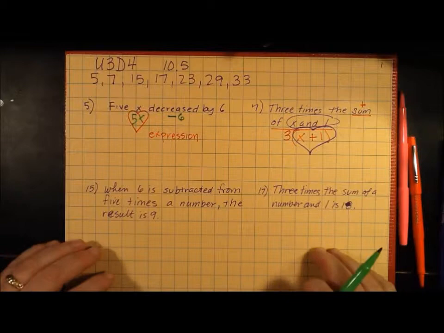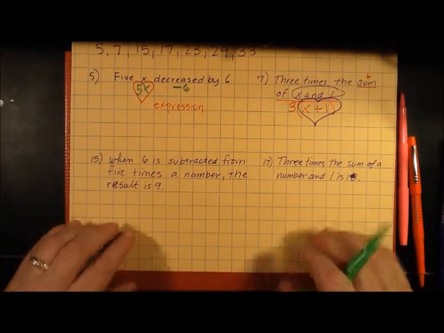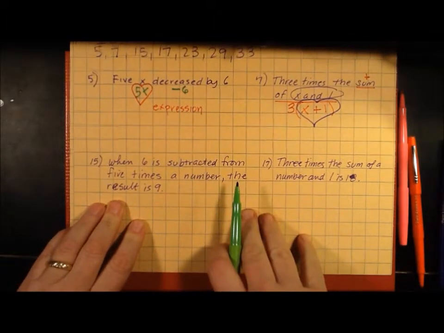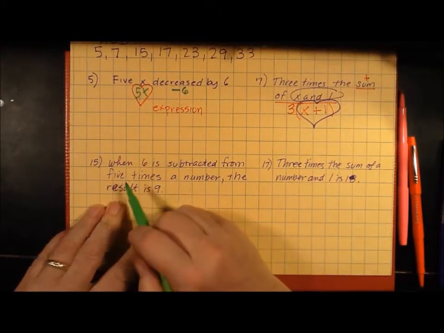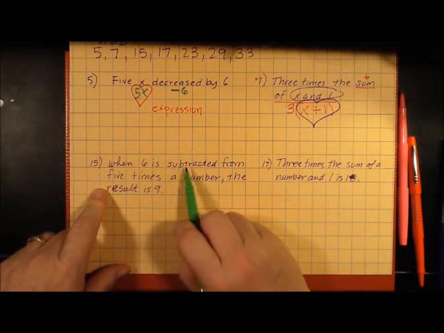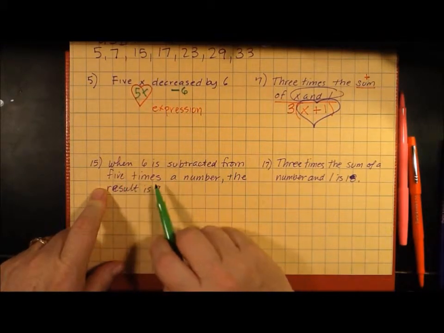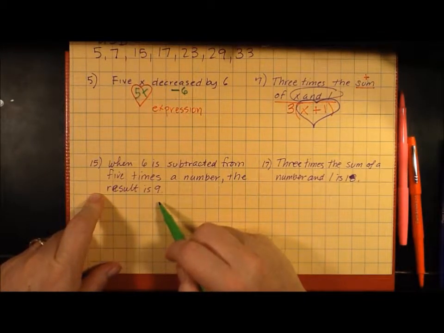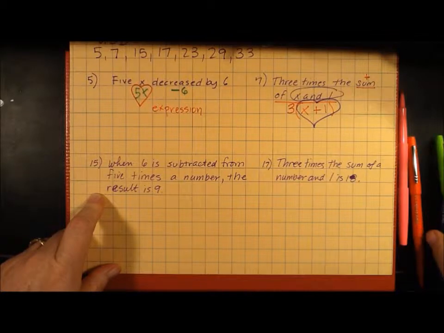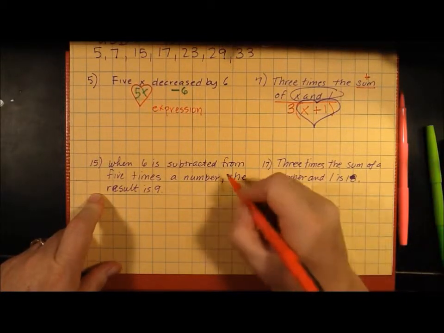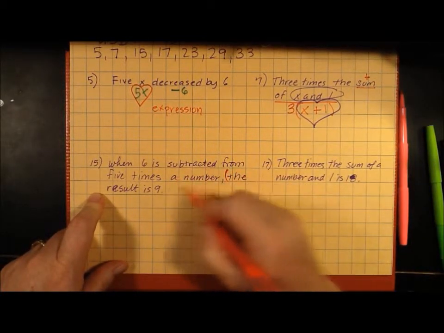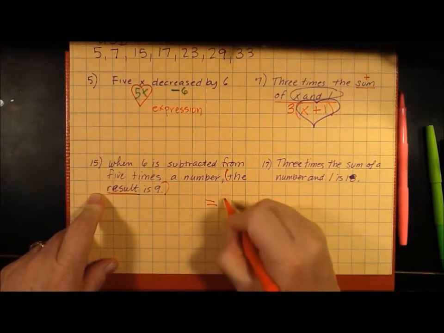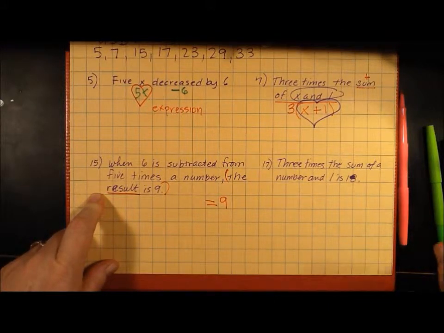Number 15 does give us a little more information than we had before. So these are probably going to be equations. So this one says when 6 is subtracted from 5 times a number, the result is 9. I want to take this apart, and the first thing I'm going to notice is the words the result is 9. Result is code for equals, so equals 9.